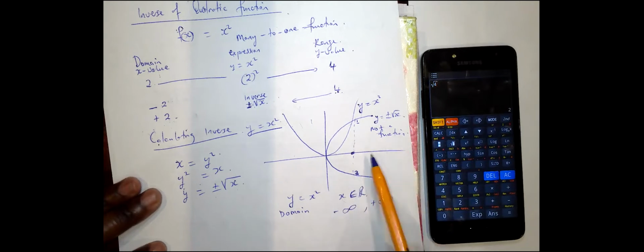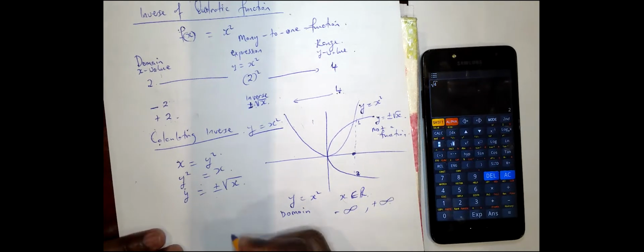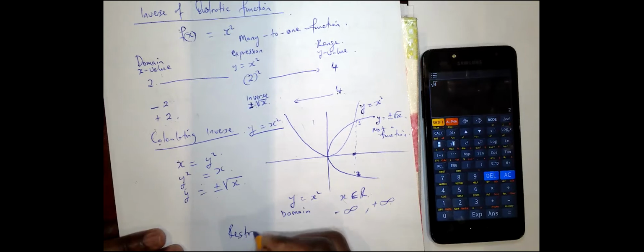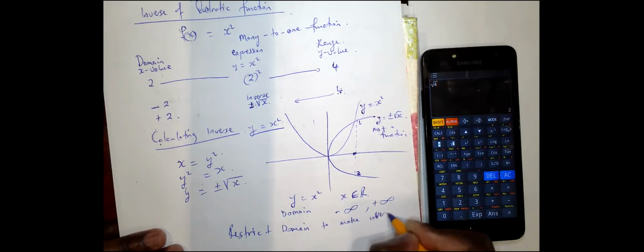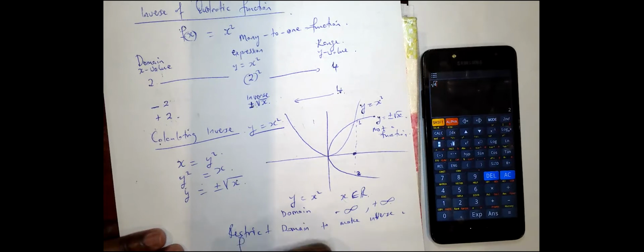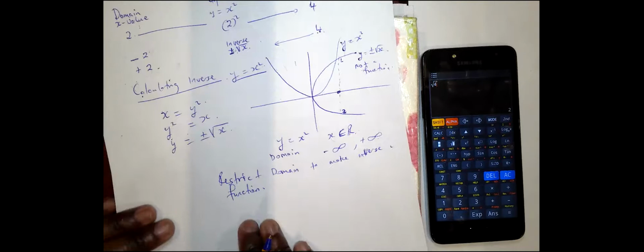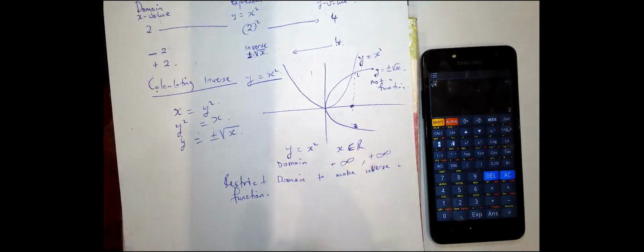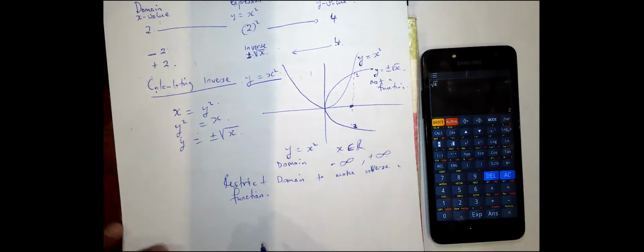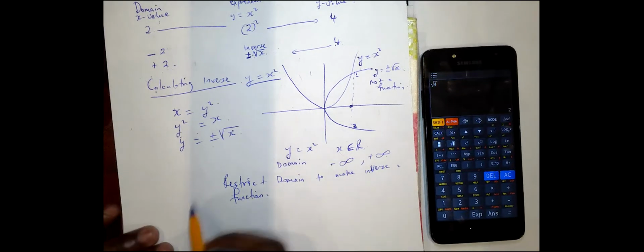So what do we need to do? We need to restrict the domain to make the inverse a function. We need to restrict it so that we can have a function in our inverse. So let's have something here we're talking about.